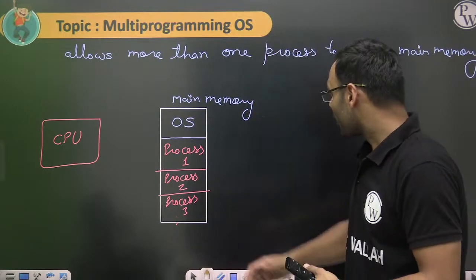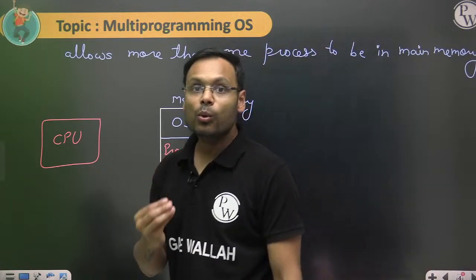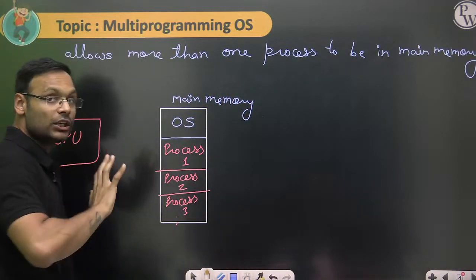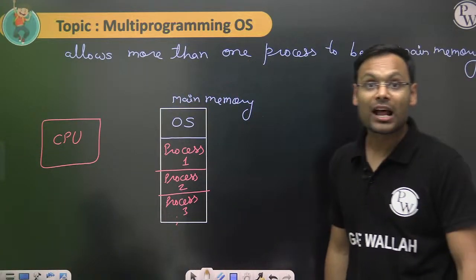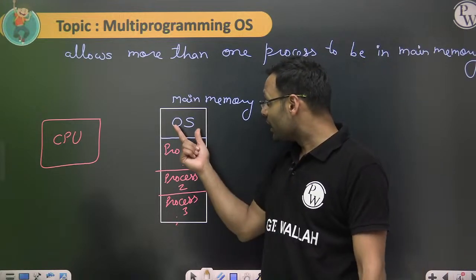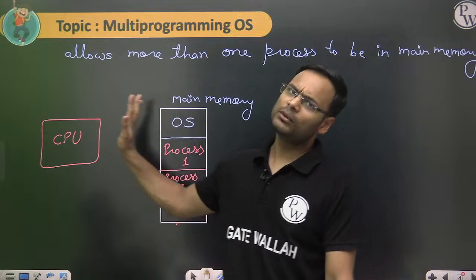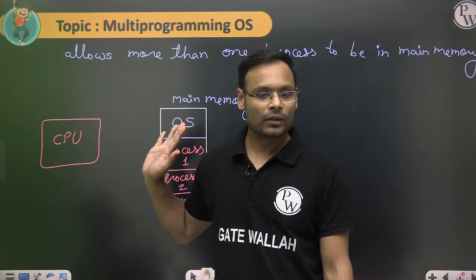So why are we trying to keep more and more processes in main memory? So that the CPU's utilization can be increased. But if somebody is asking you what is a multi-programming operating system, this operating system will allow more than one process to be in main memory. Among them, only one process can run in CPU at a time.